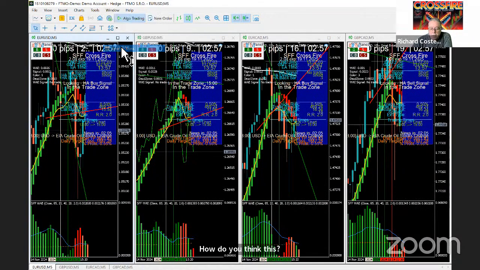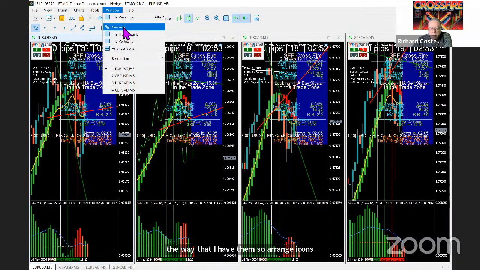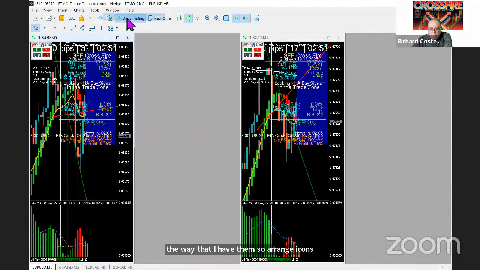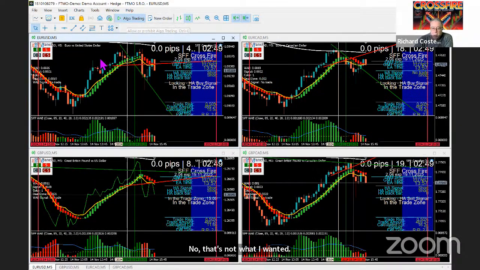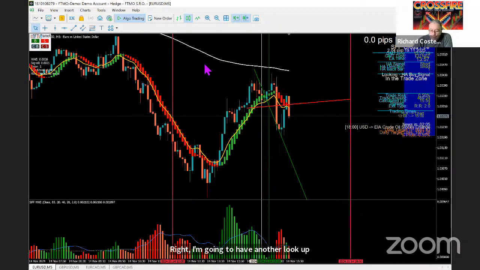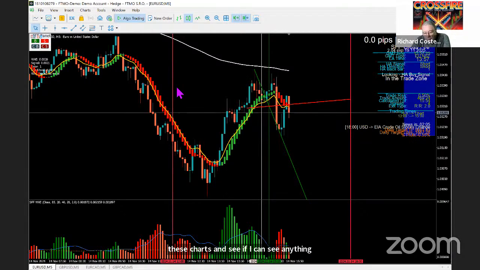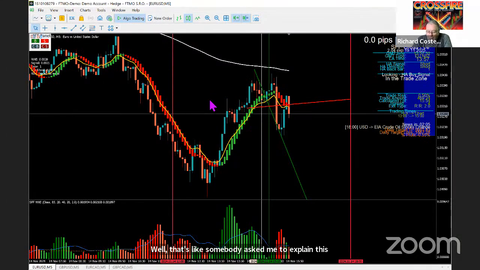So arrange icons. No, that's not what I wanted. Tile the windows, there we go. Right, I'm going to have another look at these charts and see if I can see anything. So this is Euro US on the 5-minute chart. Oh, that's right. Somebody asked me to explain this panel here, so I'll do that in a minute.